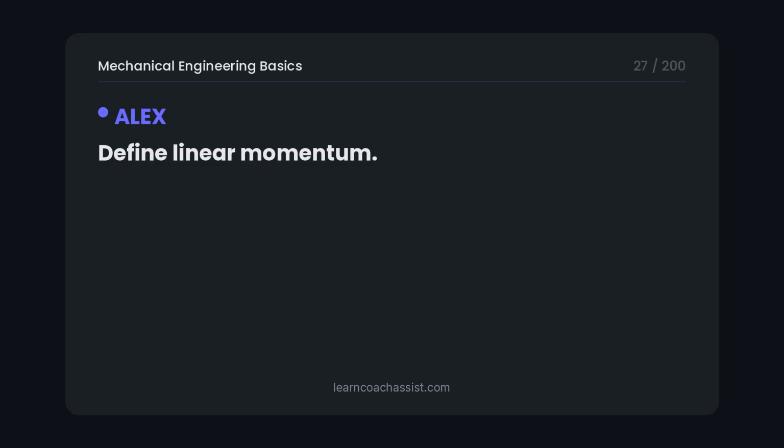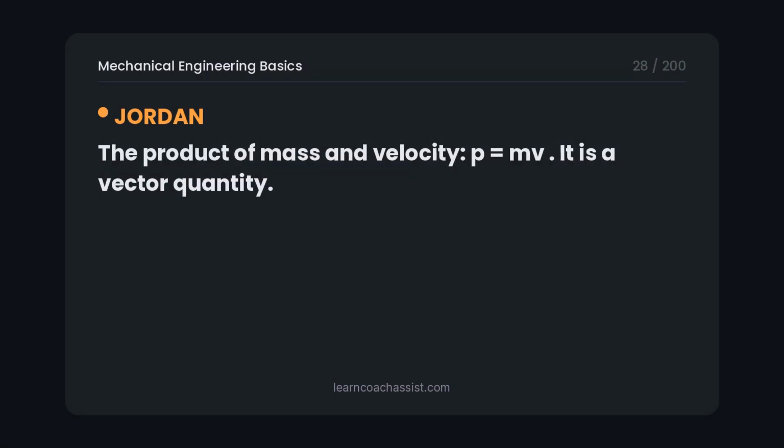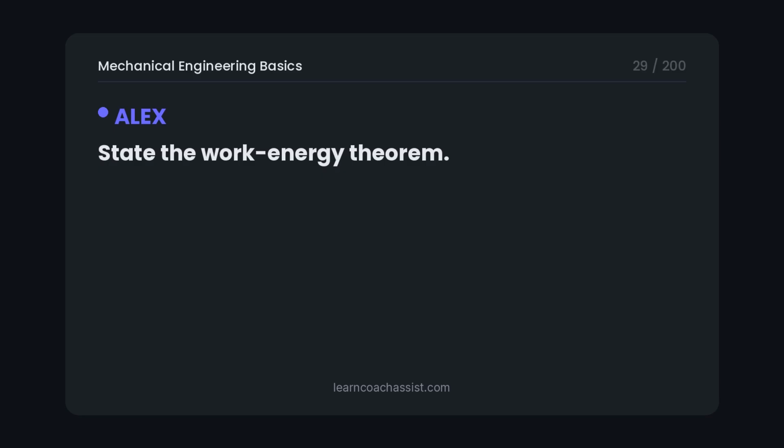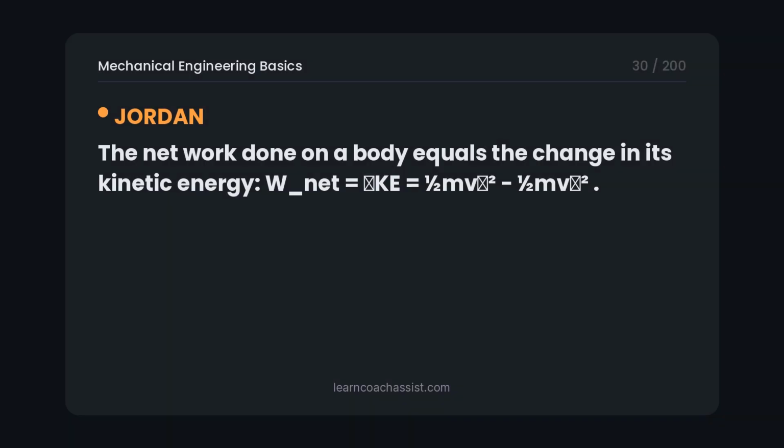Define linear momentum. The product of mass and velocity, p equals mv. It is a vector quantity. State the work-energy theorem. The net work done on a body equals the change in its kinetic energy, W_net equals delta KE equals 1/2 m v2 squared minus 1/2 m v1 squared.